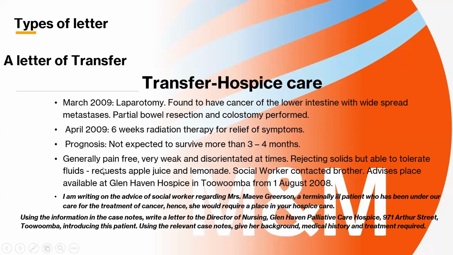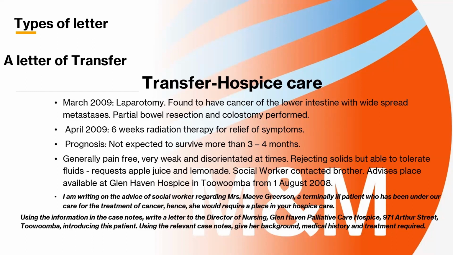So you can see this is the writing task using information in the case notes. Write a letter to the director of nursing of the palliative care home and introduce this patient. Use the relevant case notes giving her background, medical history, and treatment required. So basically, why are we writing this letter? We are writing this letter to acquire a place in the nursing home. So we can just write it down in this way.